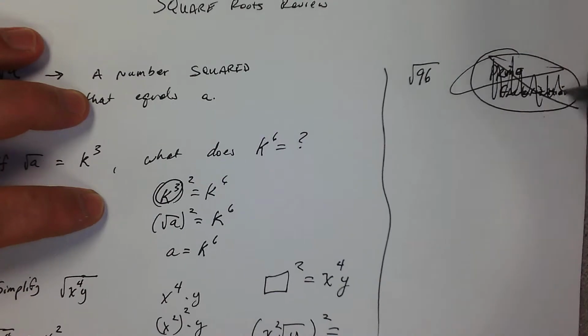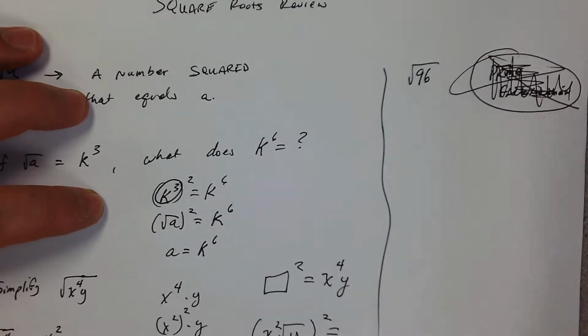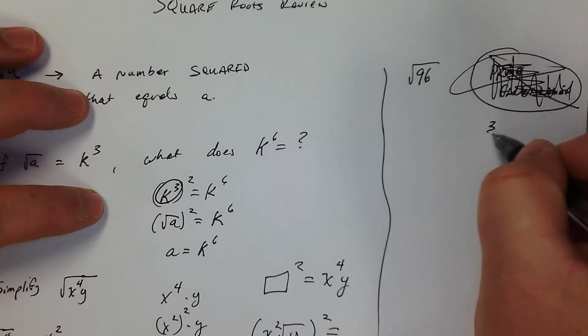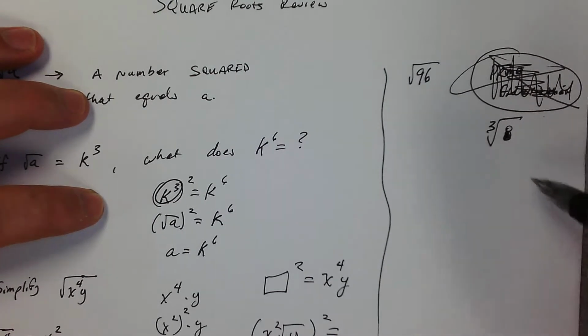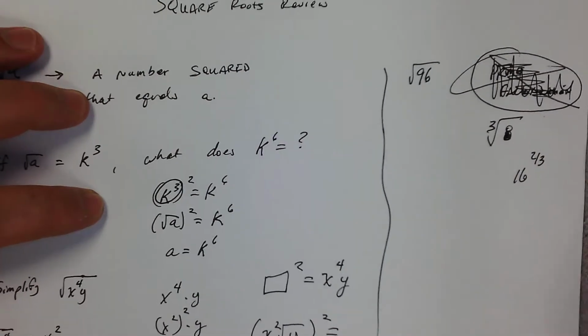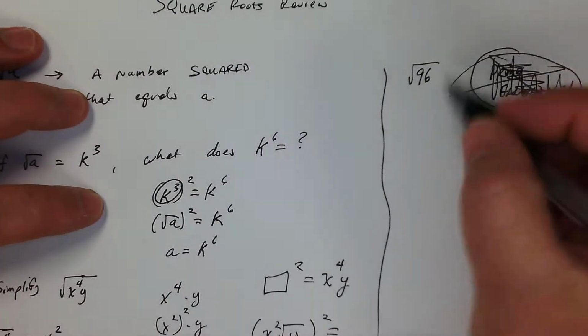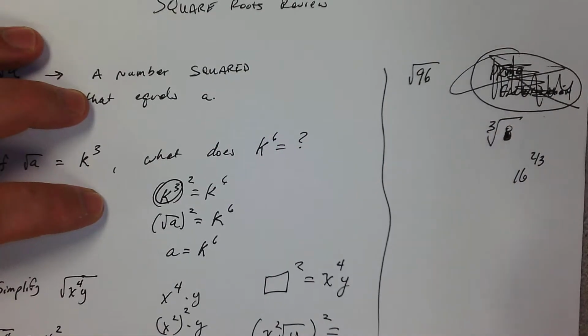It might help you get the right answer for a square root that's pretty simple, but it won't help you when we start doing cube roots, or other roots, or especially rational exponents, like 16 to the power of 2/3. So you got to be a little more sophisticated than just breaking it all the way down. So we need to factor 96 and find the largest square number.